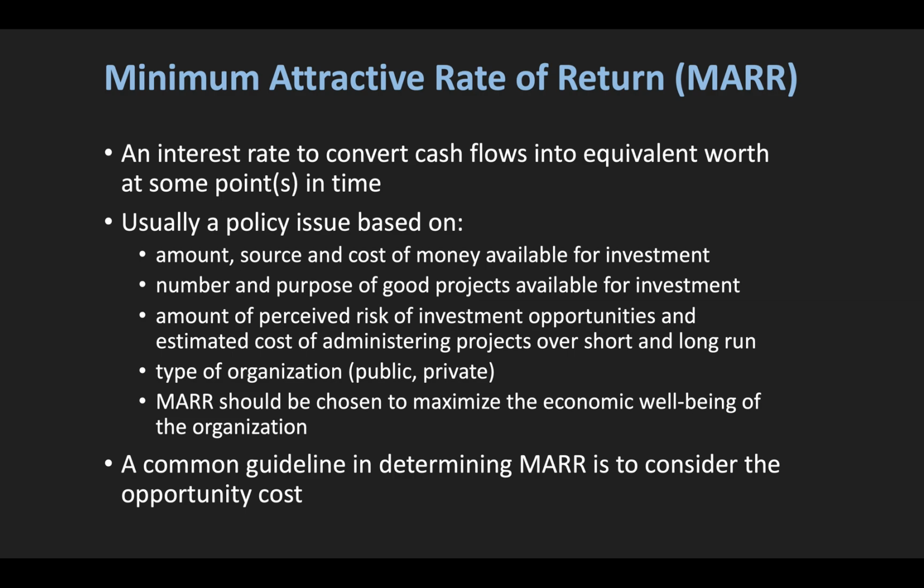Deciding on the minimum attractive rate is obviously based on multiple things, right? It can be based on the amount, the source, and the cost of money available for investment, how much money I really have for investment, right? It can be based on the number and the purpose of good projects available for investment, right? So if I have two choices, then I'm thinking, okay, what will be my gain? I have 2% and 4%, then 4% is my minimum attractive rate. I need to beat that.